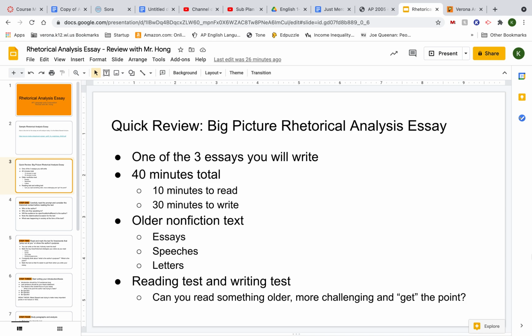It is not just a writing test, but it's also a reading test. So for this essay, you're going to be tested in terms of your reading skills. Can you read something older and more challenging and get the point of it? So let's take a look at the steps that you should do in terms of analyzing it.